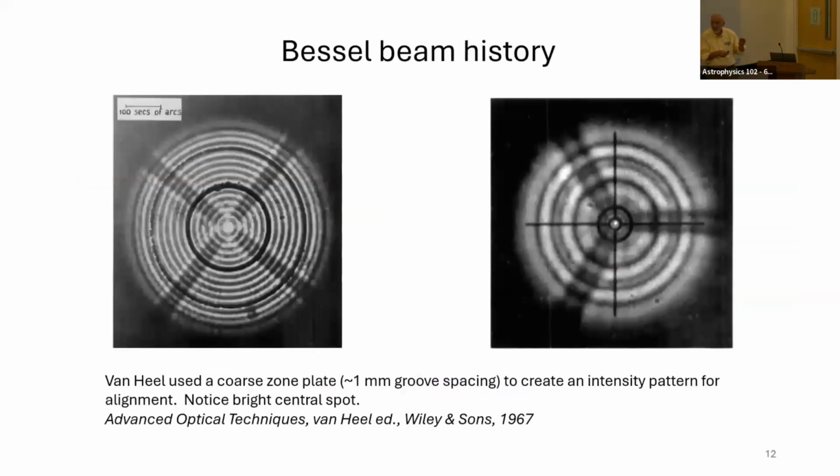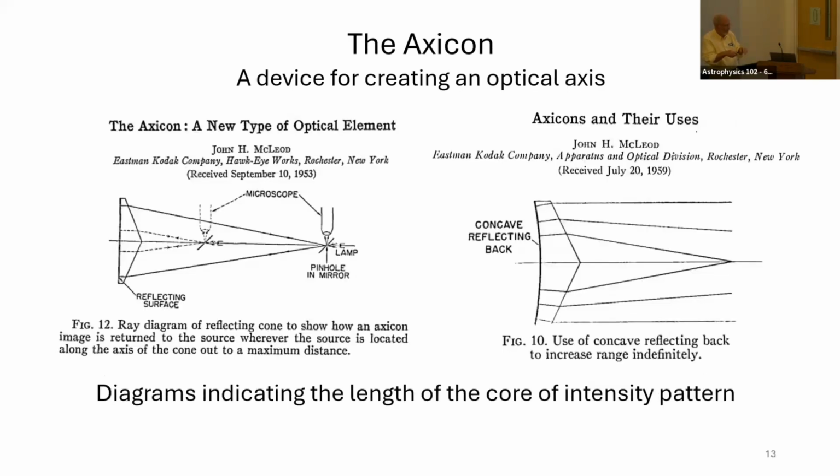Now, I can talk forever, and I know we'll run out of time eventually, so I better get going here. Bessel beams have been around. Van Heel was doing these in the 50s. But the thing to notice is the brighter core from the Bessel beam. He was using grooves a millimeter wide to make his Bessel beams.